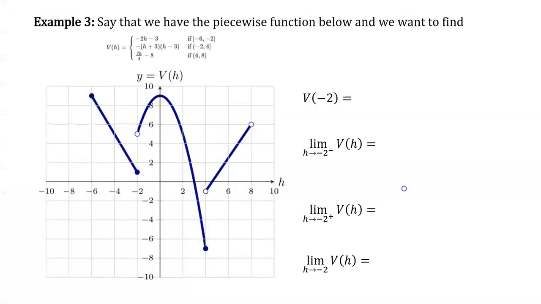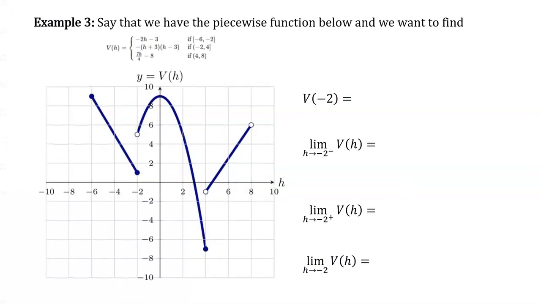Let's say we have this lovely piecewise function here. Our function is v of h, and we have h of -2. So holes are the open circles, and dots are the actuals. So v of -2 is the solid circle here, which would put us at 1. Okay, good deal.